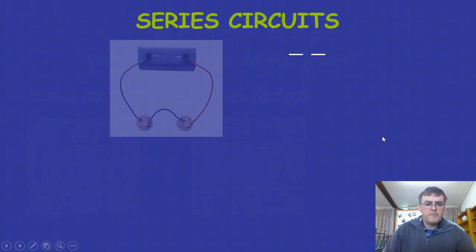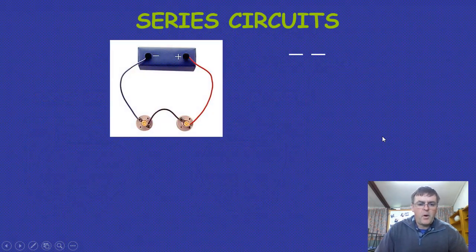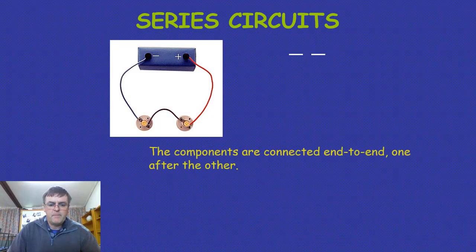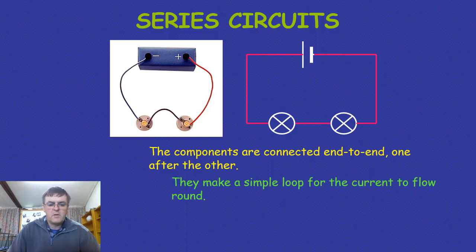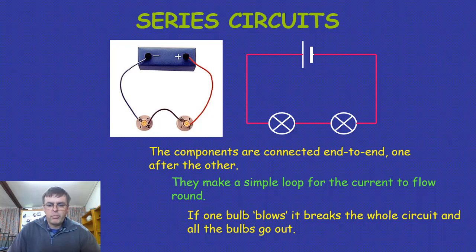So in a series circuit, the components are connected just one after the other, end to end, one follows the other. So it's a simple loop for electricity to flow around, and if one bulb blows, for example, if this bulb was to stop working, that means electricity flow is stopped. It cannot get past that point there, and both bulbs go out.